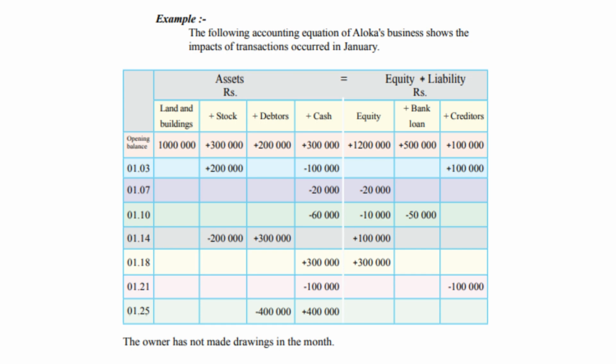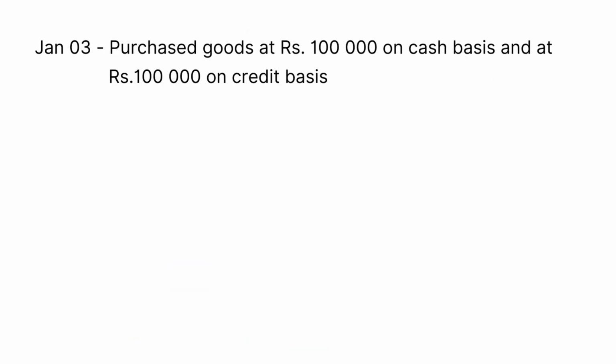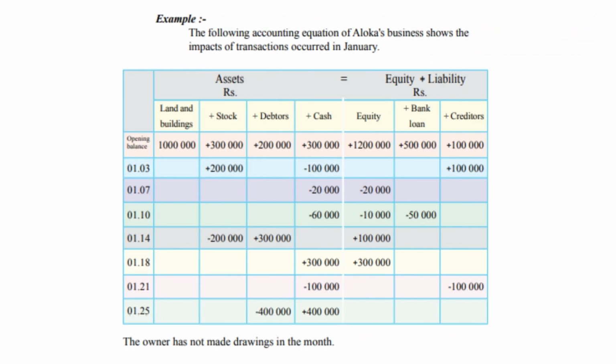Then on January 3rd, here we can see 100,000 has been deducted from cash and creditors and 200,000 is added to stocks. So we know stocks can be bought in cash or credit. Here they have bought in both ways. So we can write the statement as purchased goods at rupees 100,000 on cash basis and also for rupees 100,000 on credit basis.